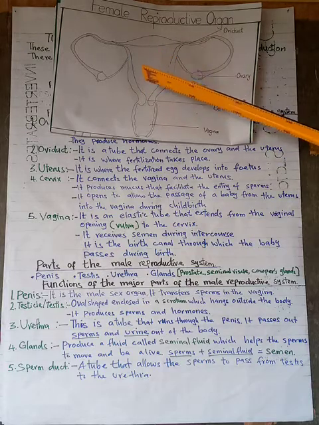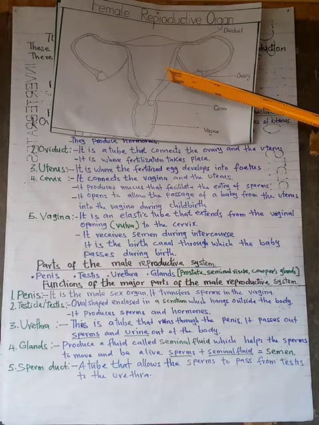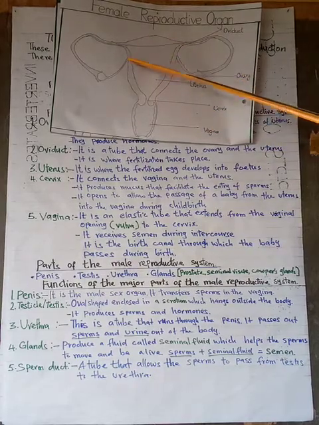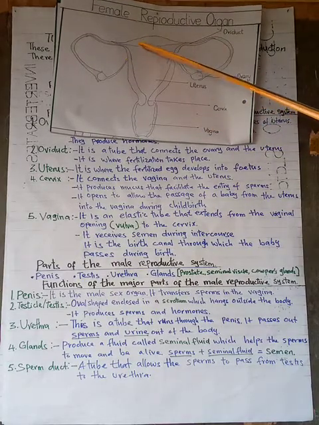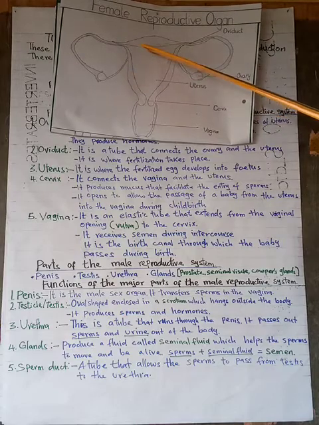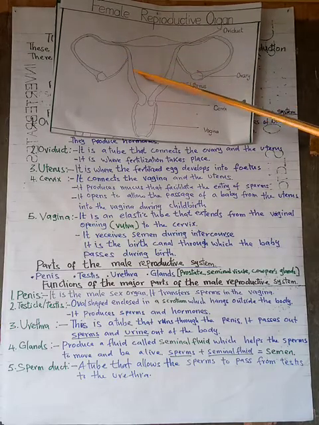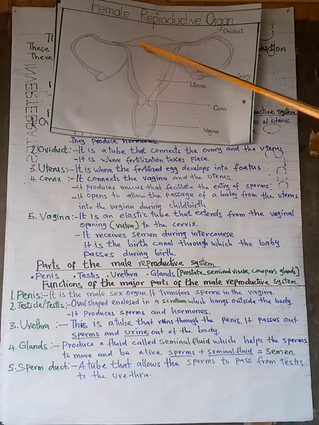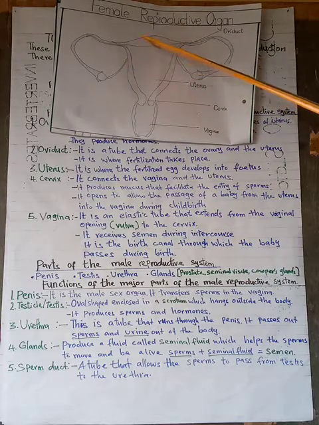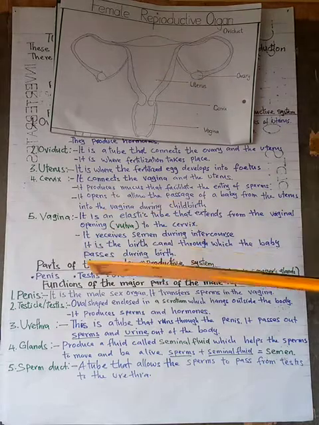Now the uterus is where the fertilized egg develops into a fetus. So this is where the baby develops. The uterus here is where the baby develops. The womb, where the baby develops.